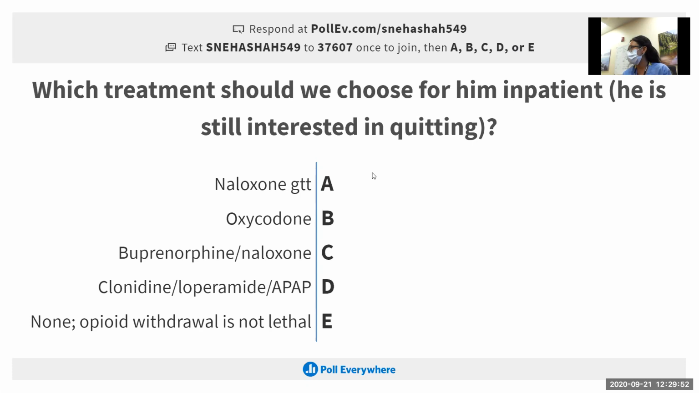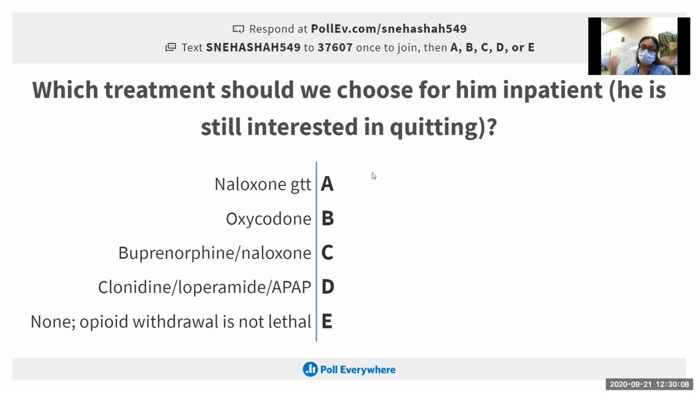Please treat their withdrawal to the best of your ability, okay? I did put methadone here. Sometimes you can start methadone in the hospital, but you need addiction medicine to help you with that, and the patient needs an outpatient follow-up plan with that. So it's more common that we use buprenorphine.